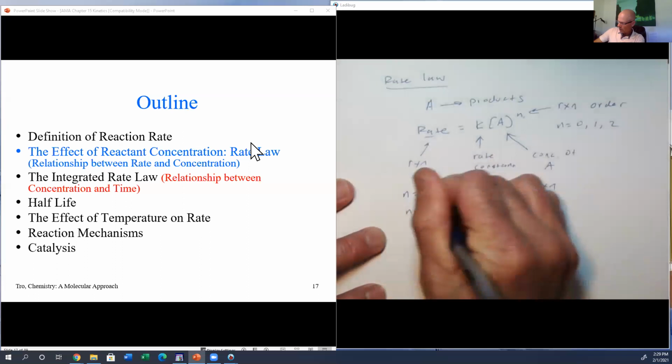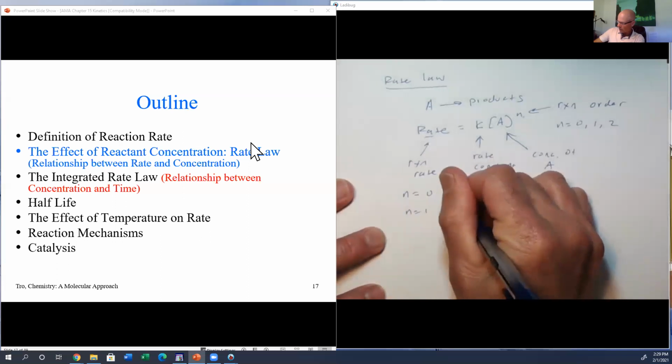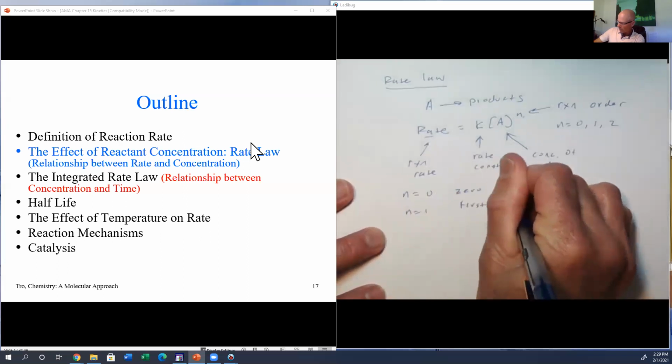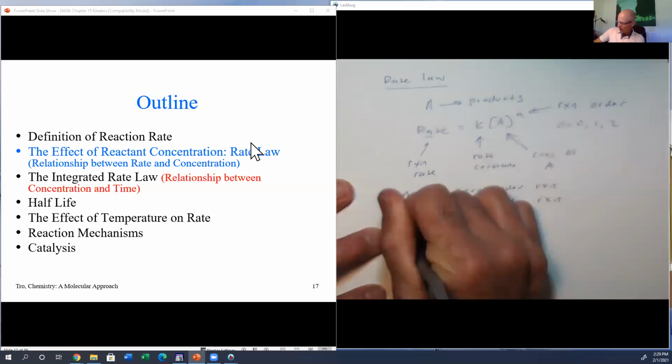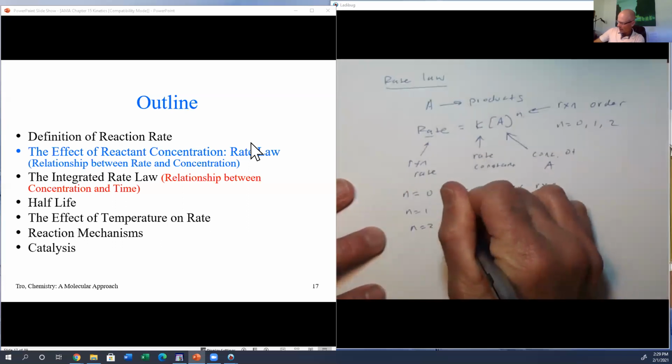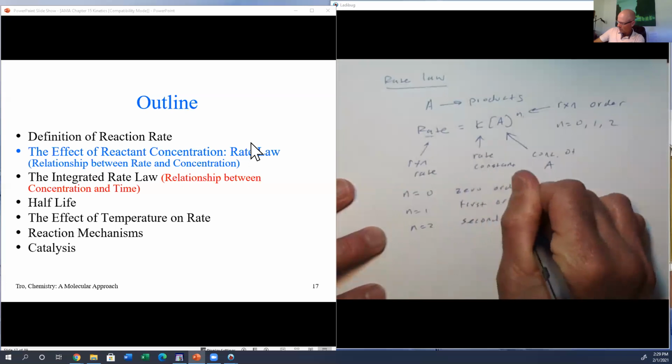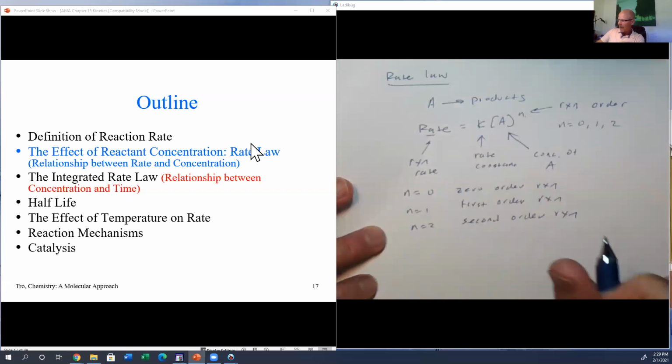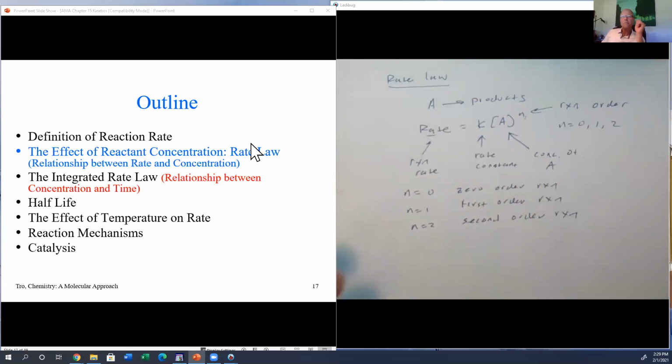If N equals 1, we say that's a first order reaction. If N is equal to 2, we say that's a second order reaction. And this N, what is the significance of that N? It specifies the concentration dependence of the reaction rate.